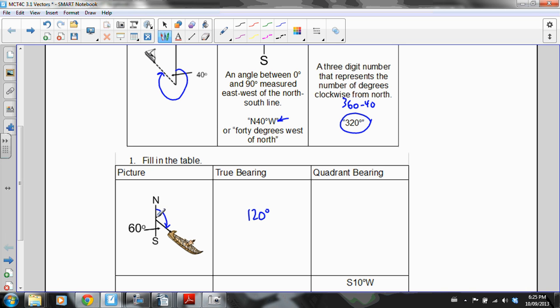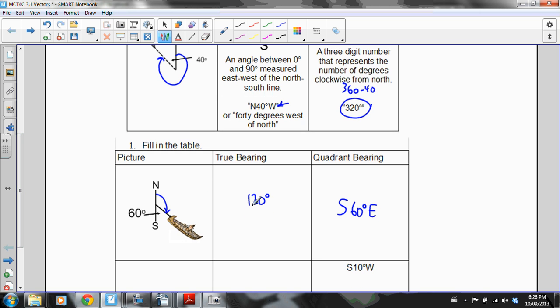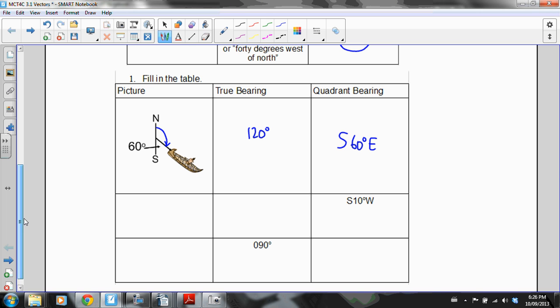For the quadrant bearing, this boat is headed south, but then east of that direction. West is over here, East is sort of off to the right. So we can say south first, but then 60 degrees east. Now, if I don't ask which direction, you can pick whichever one you like the best. Usually, whatever is described in the question, I'll give the answer in that bearing.